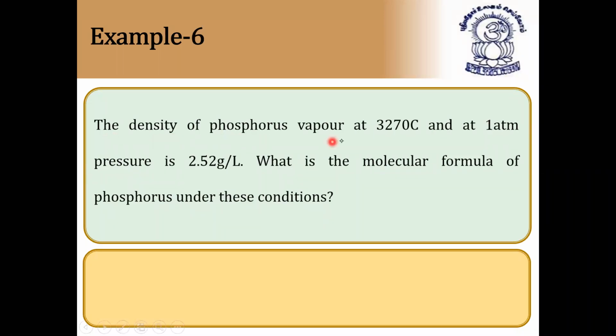The density of phosphorus vapor at 327 degrees C. Actually, it should not be 3270. It should be 327 degrees C. I'll correct it now. So this is taken as 327 degrees C, and 1 atmospheric pressure is 2.52 grams per liter. What is the molecular formula of the phosphorus under these conditions?